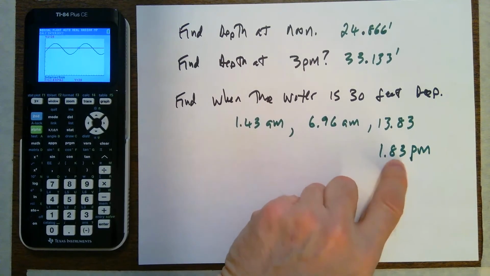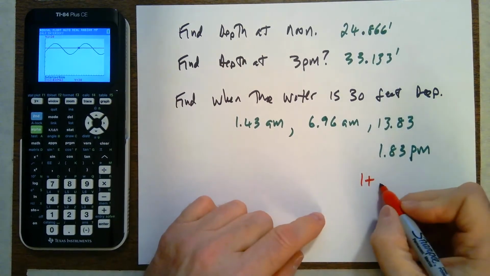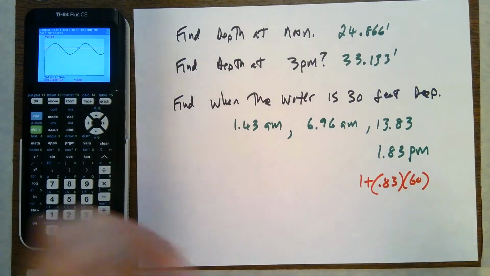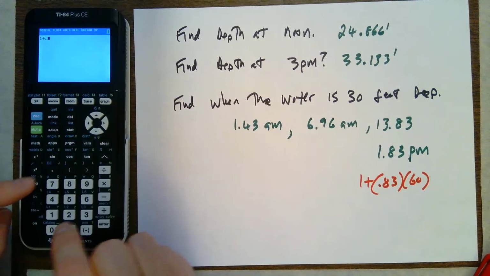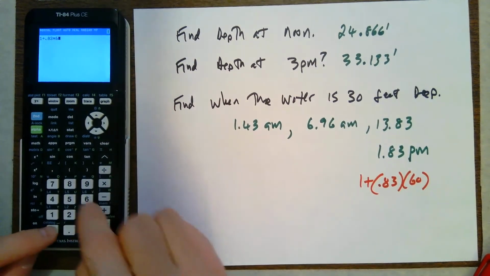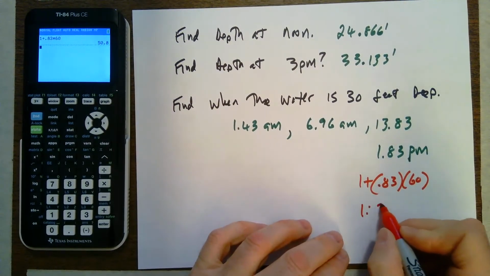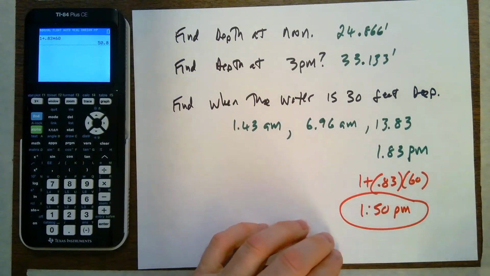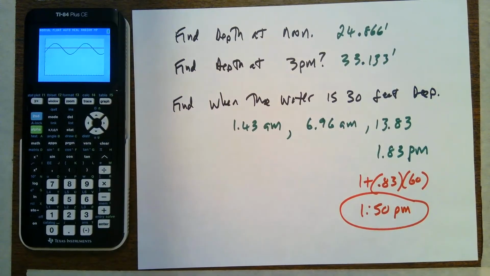1.83. What would that be actually in minutes? Well, I could do this quite easily. I could say that's 0.83 of 60. And on my calculator, I could do 1 plus 0.83 times 60, and it tells me that is 1:50 p.m. So go launch your boat, but not before 1:50 p.m. The water won't be deep enough.